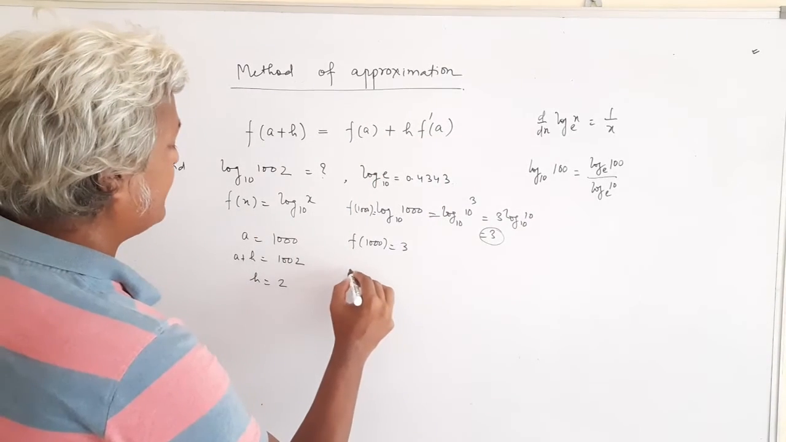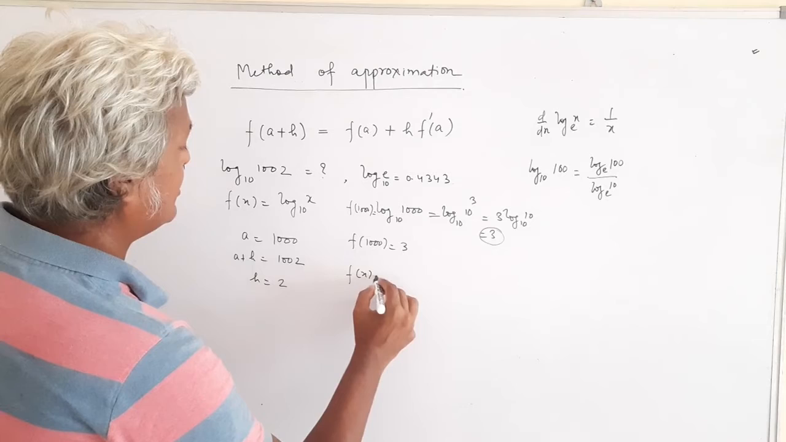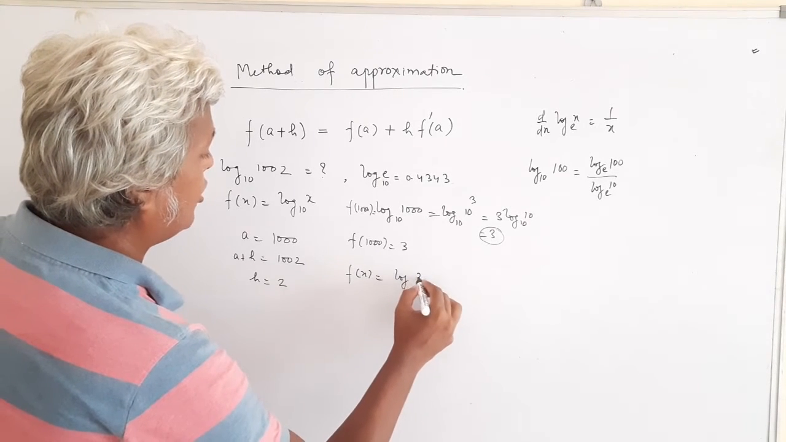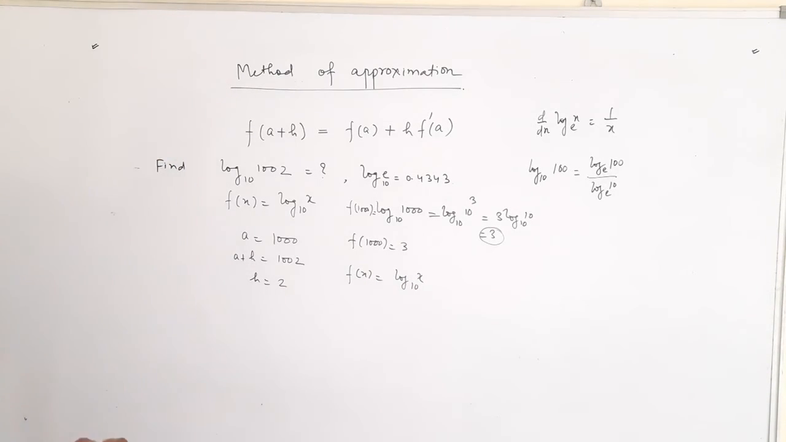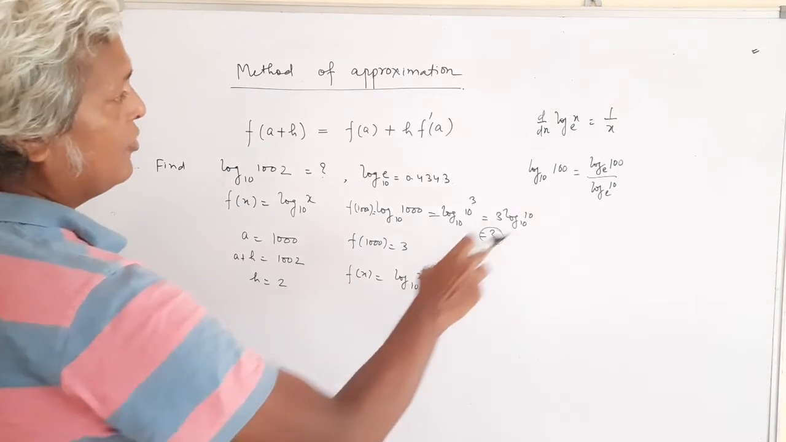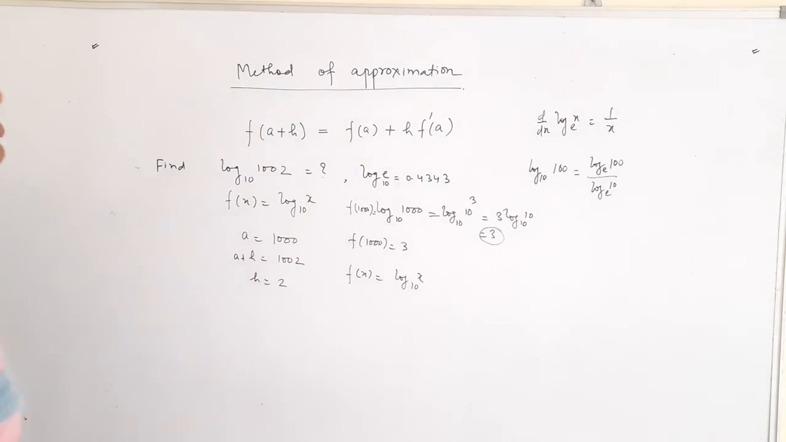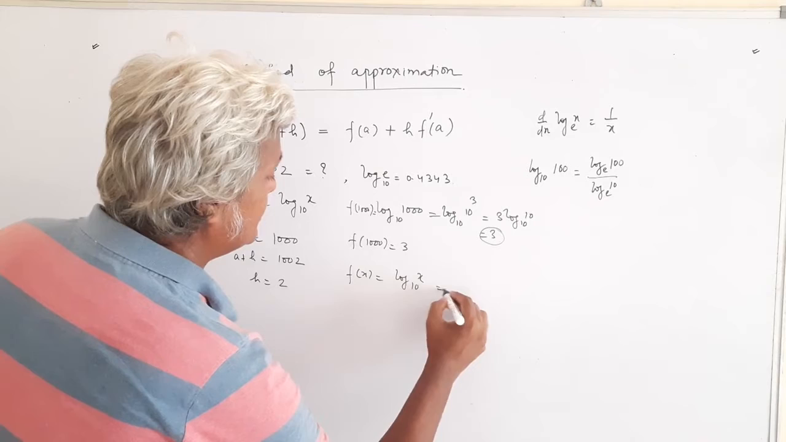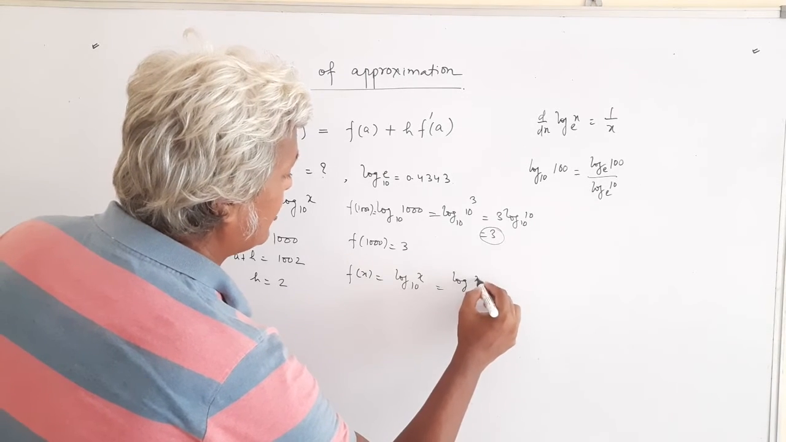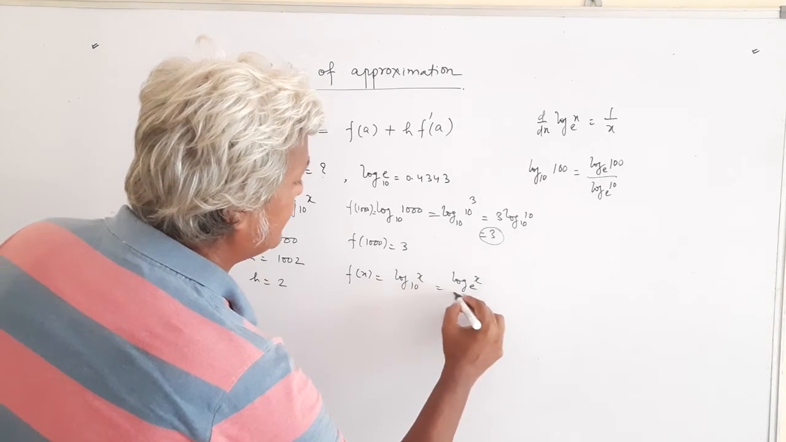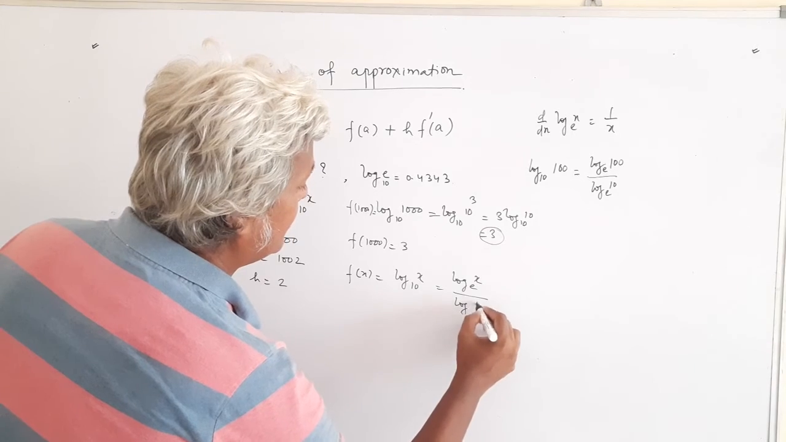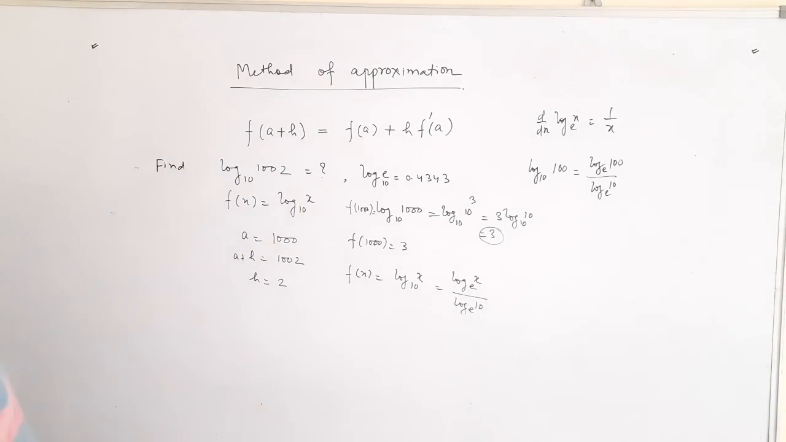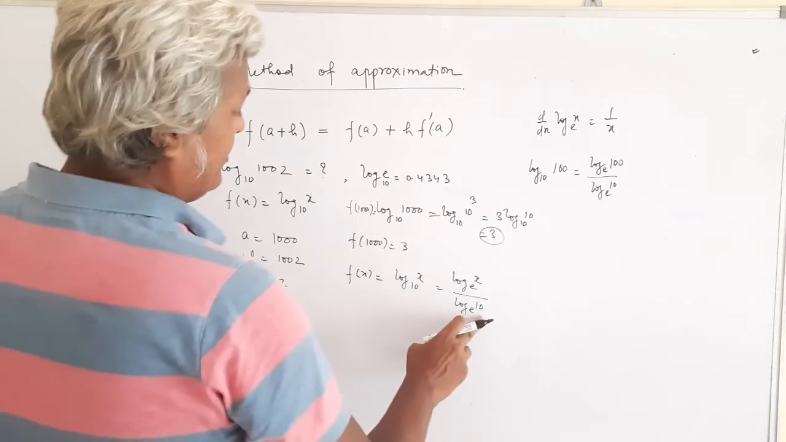Now we have to find f dash a here. If our function is f(x) equal to log x to the base 10, we cannot directly differentiate it because there is no such formula for this. We have the formula for log x to the base e as 1 over x. So first we need to change the base. How can we do that? It can be written as log x to the base e over log 10 to the base e. So this denominator is a constant.